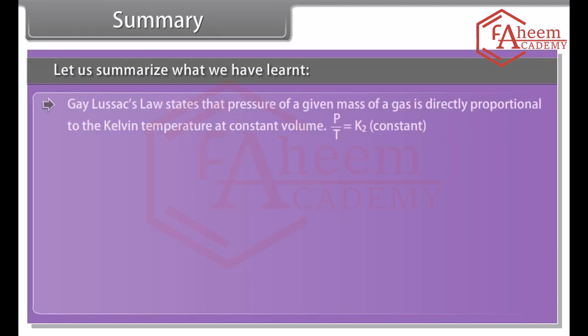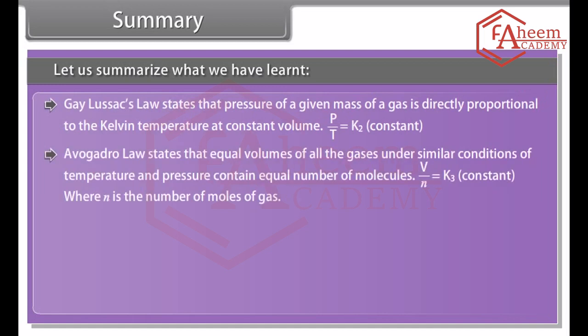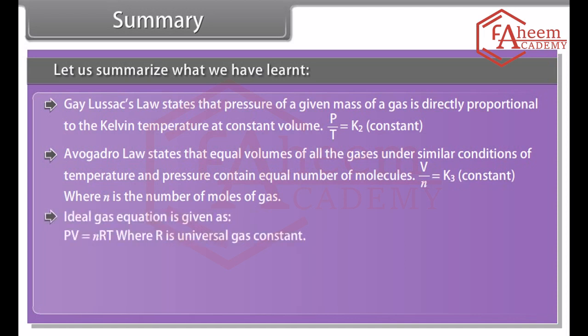Gay-Lussac's law states that the pressure of a given mass of a gas is directly proportional to the Kelvin temperature at constant volume. P by T is equal to K2, a constant. Avogadro's law states that equal volumes of all gases under similar conditions of temperature and pressure contain an equal number of molecules. V by N is equal to K3, a constant, where N is the number of moles of gas. The ideal gas equation is given as PV is equal to nRT, where R is the universal gas constant.